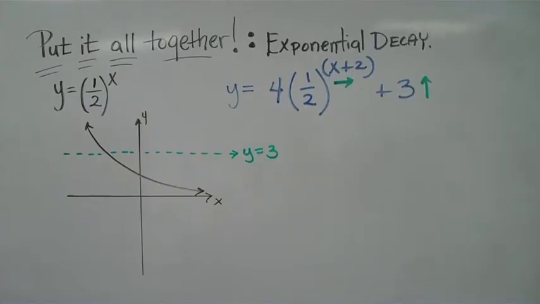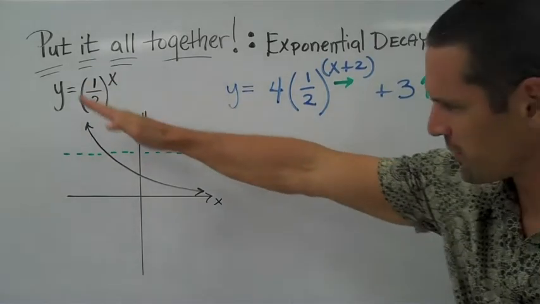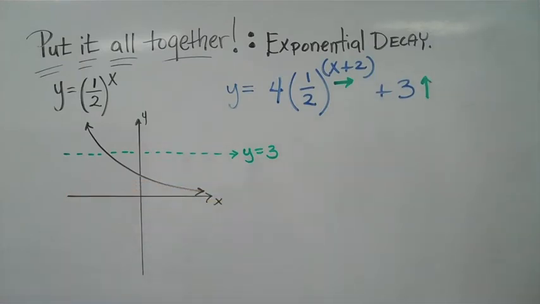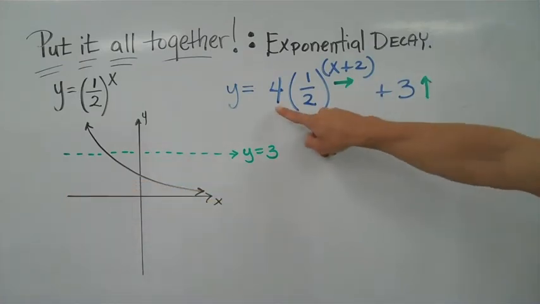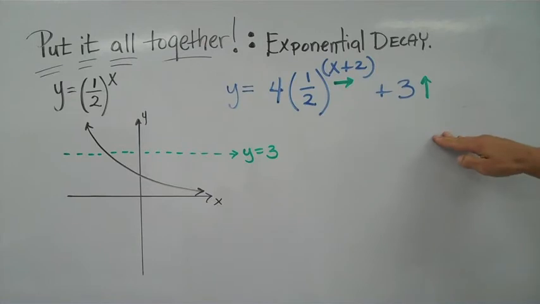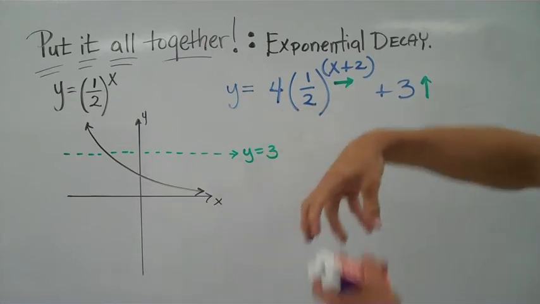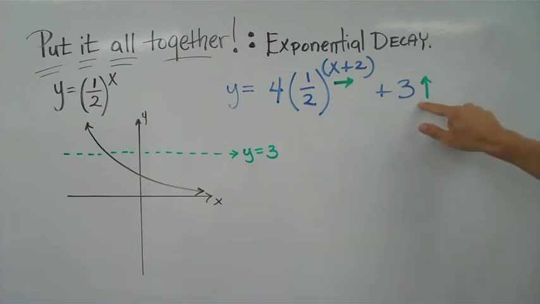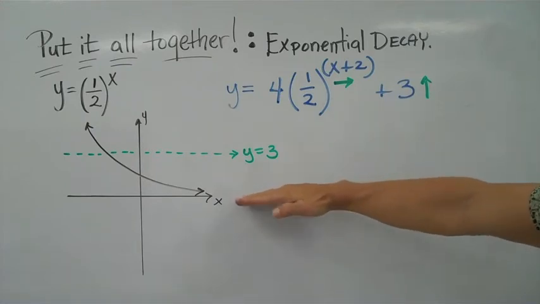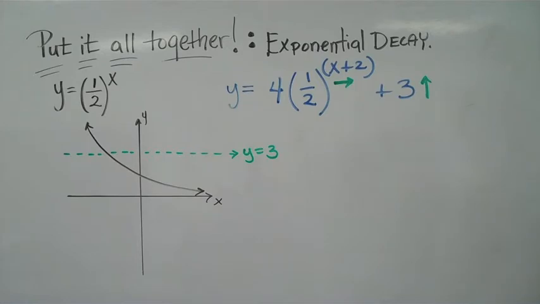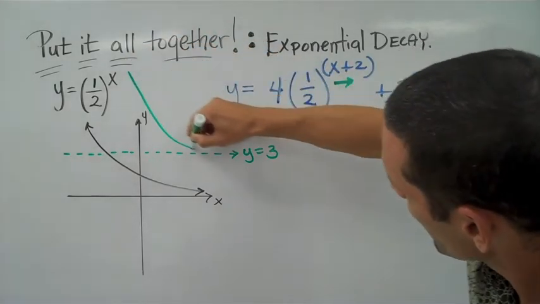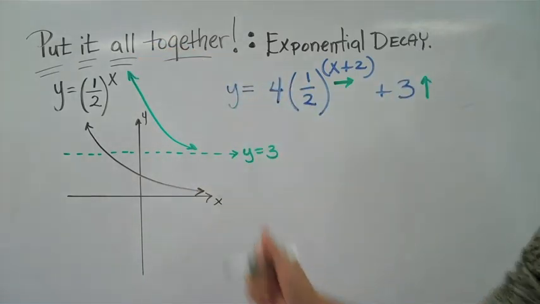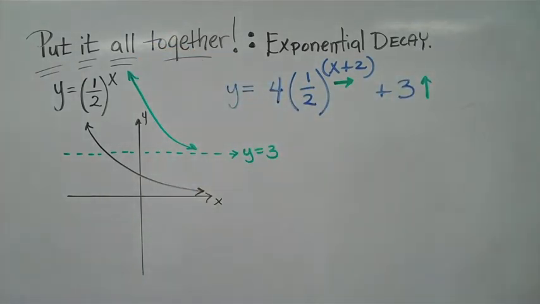Let's put it all together for exponential decay. If I have y equals 1/2 to the x, that's clearly exponential decay with a horizontal asymptote at y equals 0. This 4, if I'm trying to graph this function, is going to stretch me. The x plus 2 will move 2 to the right, and the plus 3 will take my horizontal asymptote from y equals 0 to y equals 3. So I'll get something roughly stretched and moved over to the right and up 3.